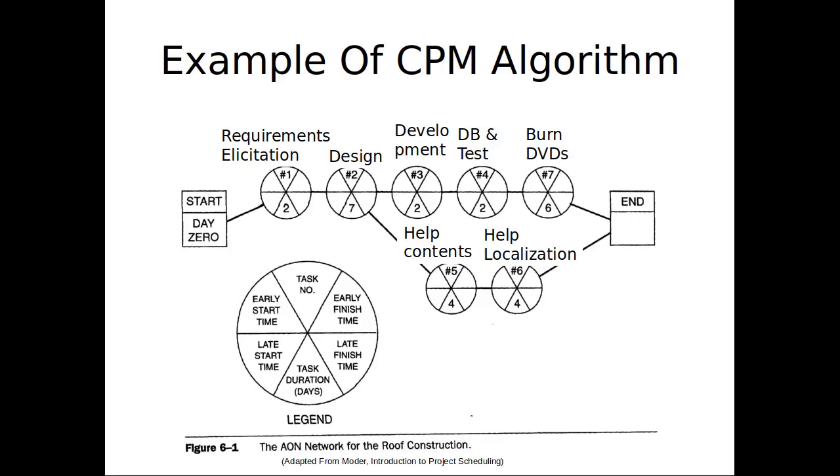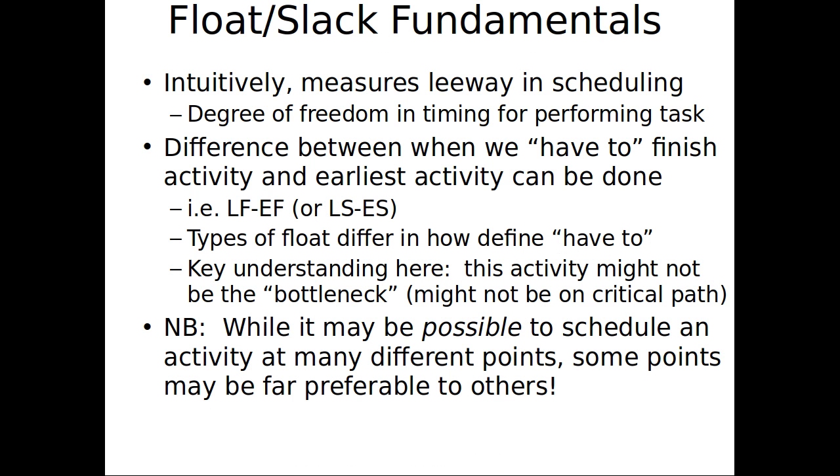We can compute the slack as either late start minus early start, or we can compute it as late finish minus early finish. Either one of those will give you what's called the slack, and that indicates basically how much leeway you have. Pretty straightforward idea, with powerful implications when it comes to complex nodes. Okay, so float and slack basically measure leeway in scheduling, give you a sense of the degrees of freedom in terms of performing tasks.